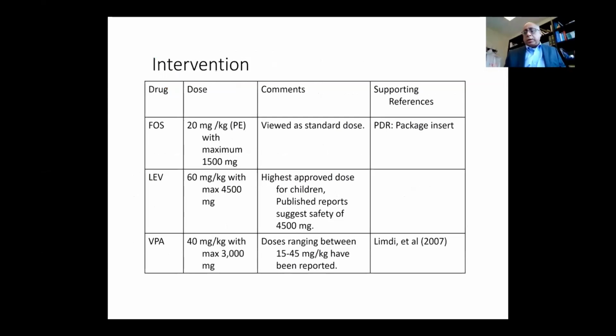We chose these three drugs because they are the most commonly used drugs for the treatment of status epilepticus. Fosphenytoin has been the traditional drug of choice, whereas levetiracetam is more commonly used now. And there are studies which suggested valproic acid may be more effective than these two drugs. There was concern that fosphenytoin can cause hypotension or cardiac arrhythmia when administered to patients in generalized convulsive status epilepticus.